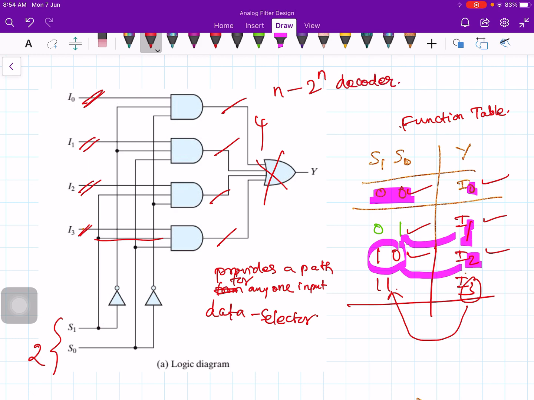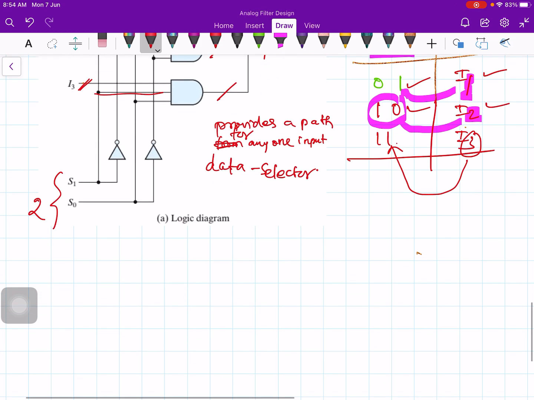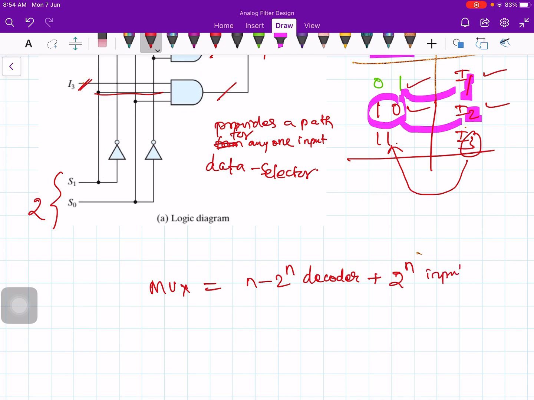So basically a multiplexer is constructed with the help of an n to 2 to the n decoder with the 2 power n inputs and a 2 power n input OR gate. So multiplexer is nothing but an n to 2 to the power n decoder plus 2 power n input data lines plus a 2 power n input OR gate. I told you already, if a 2 power n input OR gate is not available, then you can go with a multi-level implementation. That's it.